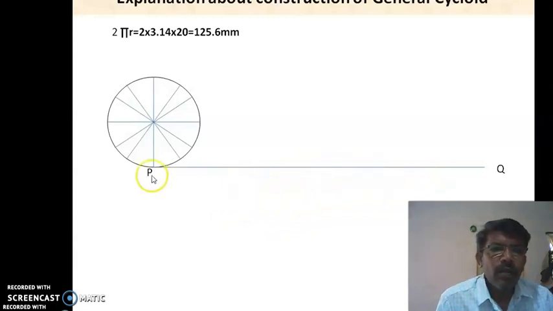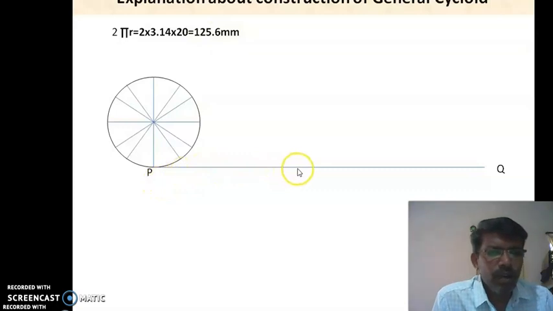Now divide PQ into how many equal parts? 12 equal parts. How to divide the line PQ into 12 equal parts? You know the general construction procedure, dividing a line into equal parts by the line division method. Here it is calculated: 2 into pi, that is 3.14, into r, where small r is 20. So 2 pi r gives 125.6 mm. So the PQ line is 125.6 mm.